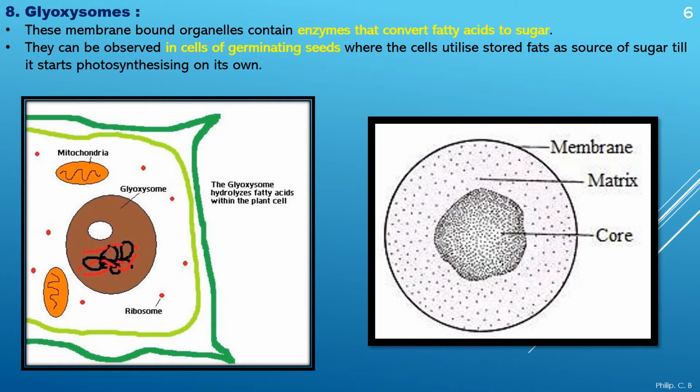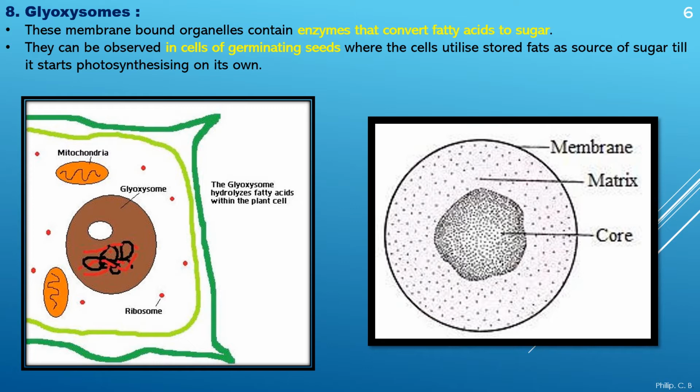Now, out of the different microbodies, peroxisomes and spherosomes, we learn a little bit about glyoxysomes in detail. These membrane bound organelles contain enzymes that convert fatty acids to sugar. Now we have seen that spherosomes synthesize and store fats. Here they convert fatty acids to sugar, that is in the case of glyoxysomes. They can be observed in the cells of germinating seeds, where the cells utilize stored fats as a source of sugar till the seedling starts photosynthesizing on its own.